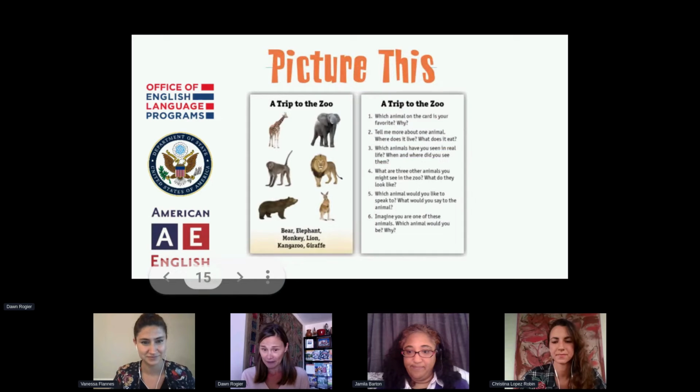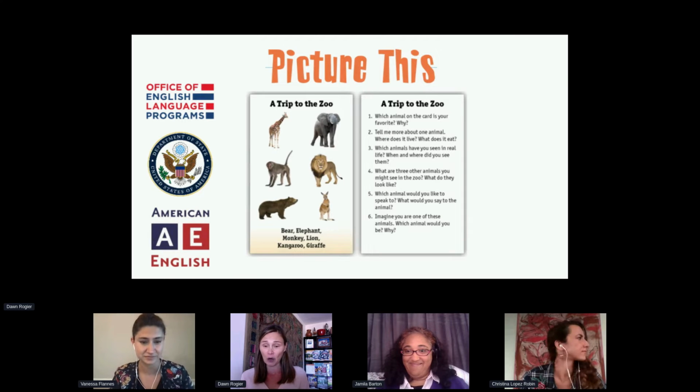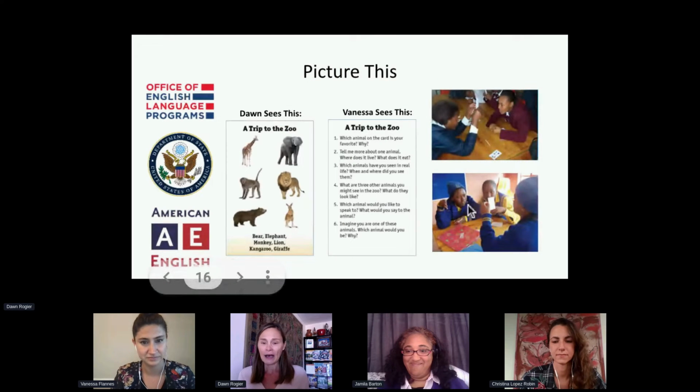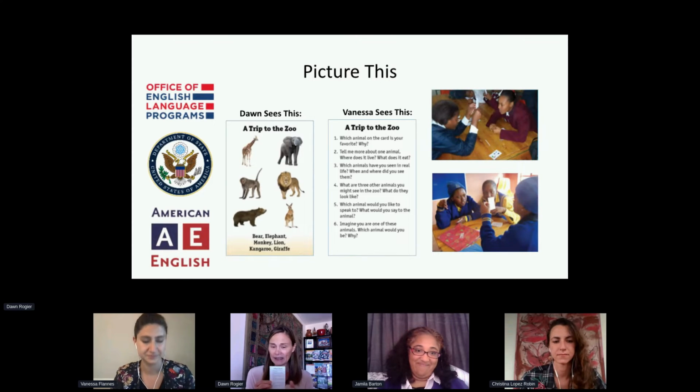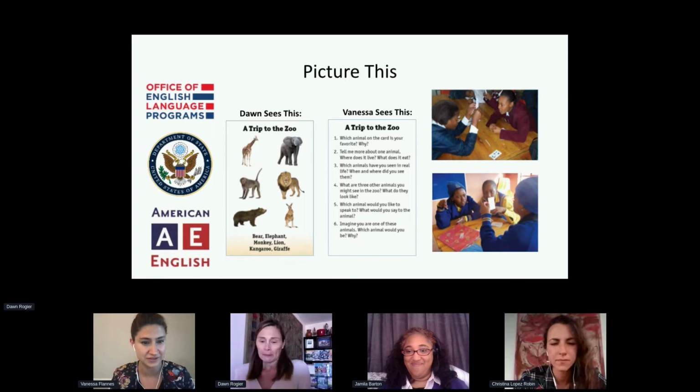So here's another game that's there. This is called Picture This. And of course, tons of ways to adapt with this as well. And you could create with your own kind of vocabulary. The most simple thing would be similar to what you see here, where one of your students sees one side, the other one sees the other side, and asks questions. So I'm looking at the picture side, and Vanessa's looking at the other side, and Vanessa could ask me some questions. For example, Dawn, can you tell me more about one of the animals? Where do you think it lives?